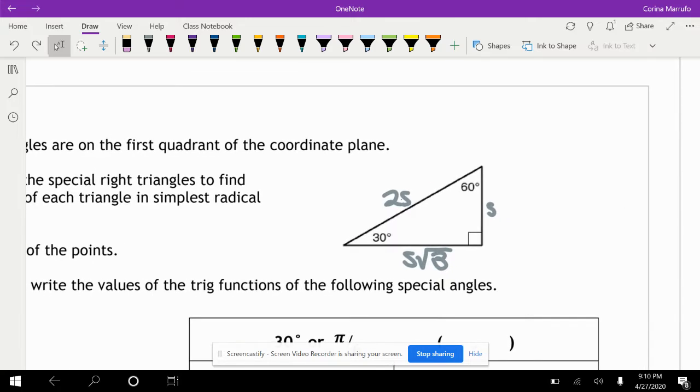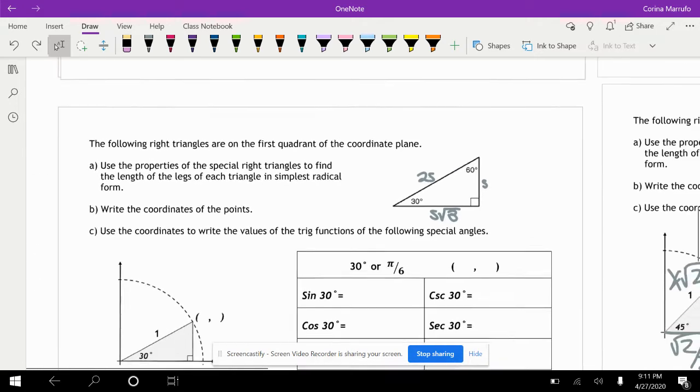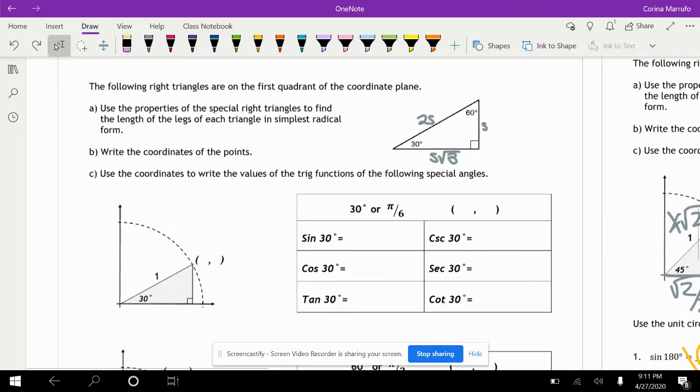So the side across our 30-degree angle, we're going to call S. The one across our 60, we're going to call S times the square root of 3, sorry. And then the one across the 90 is 2 times S. Okay. When we take that triangle and we put it on the coordinate plane, we put it on the unit circle. This is 30 degrees, so that means this side is S. This is S times the square root of 3. And this is 2 times S.